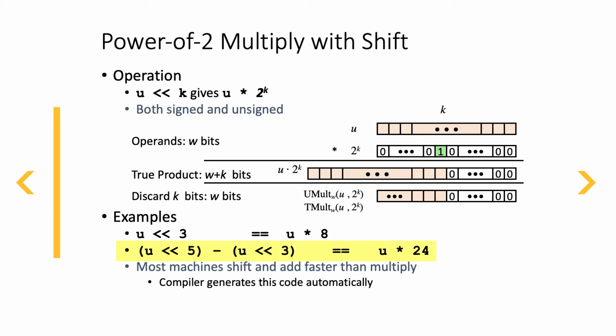So I can do u times 24 by doing 2 shifts and a subtraction, which in a lot of cases will be faster than just doing a multiplication. Most machines shift and add or subtract faster than they can multiply. So your compiler will generate this code for you automatically. This is a compiler optimization that we see all the time, but we want to keep in mind that this is the kind of thing that's actually happening at the bit level. When we call a multiply, your compiler might actually be turning that into a series of shifts and adds or subtracts rather than using the more expensive operations.